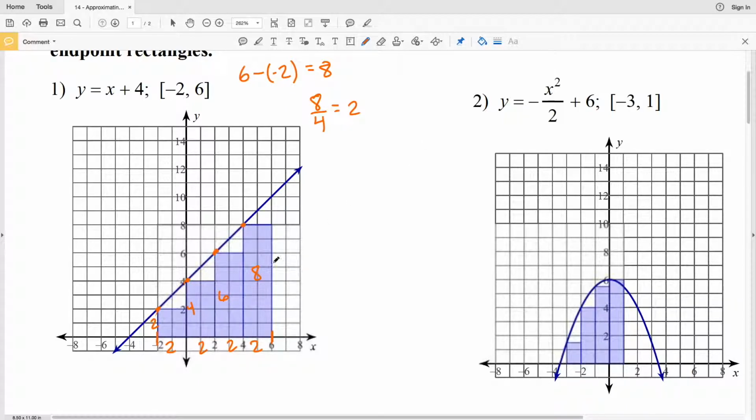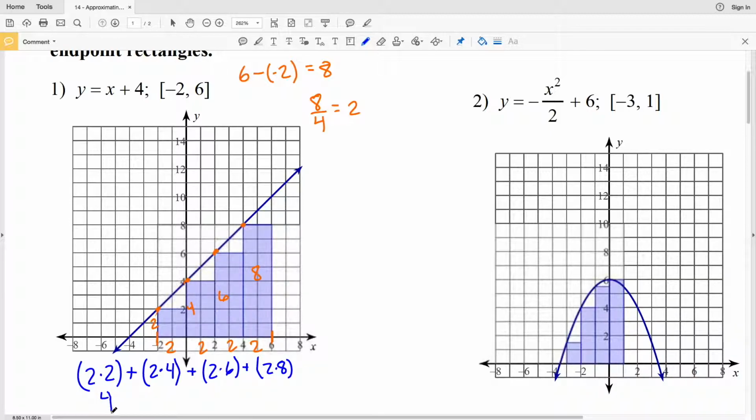So we have, for number 1, 2 times 2. That's our first rectangle. We're adding that to our second rectangle area of 2 times 4, remembering area is length times width, or width times length. Then we're adding that to 2 times 6. And that will get added to our last rectangle area of 2 times 8.